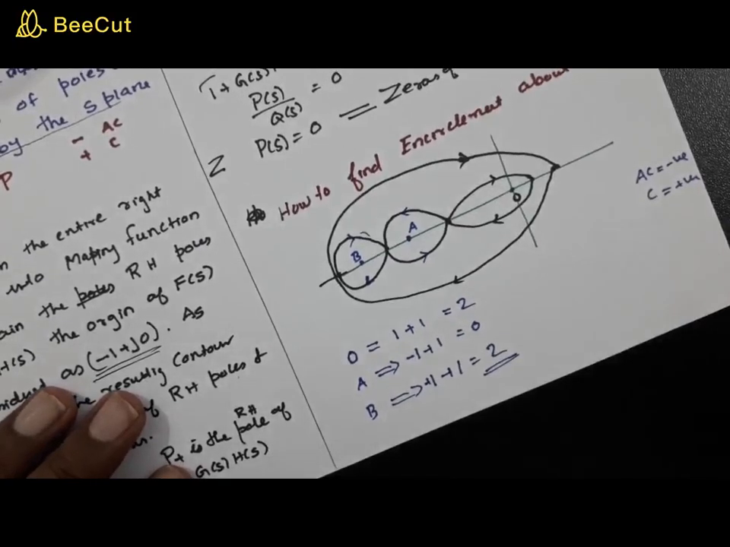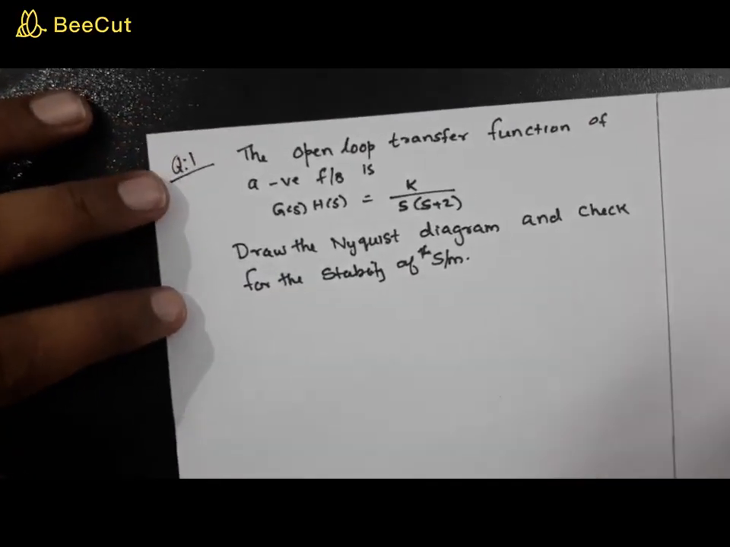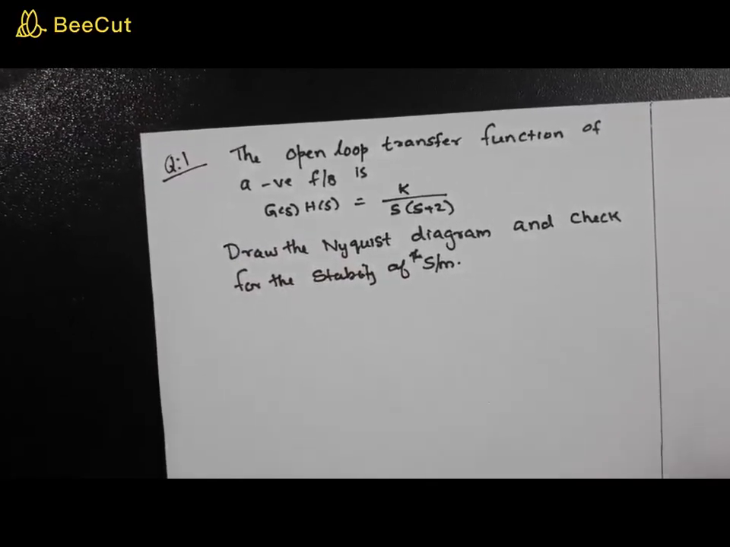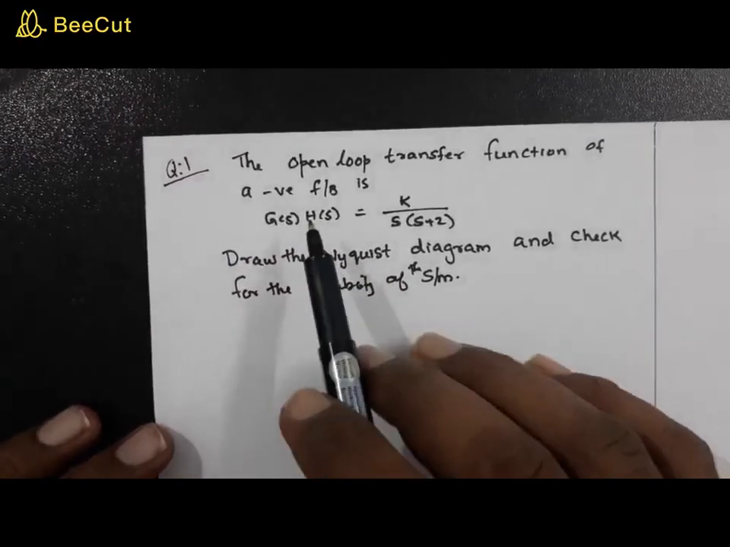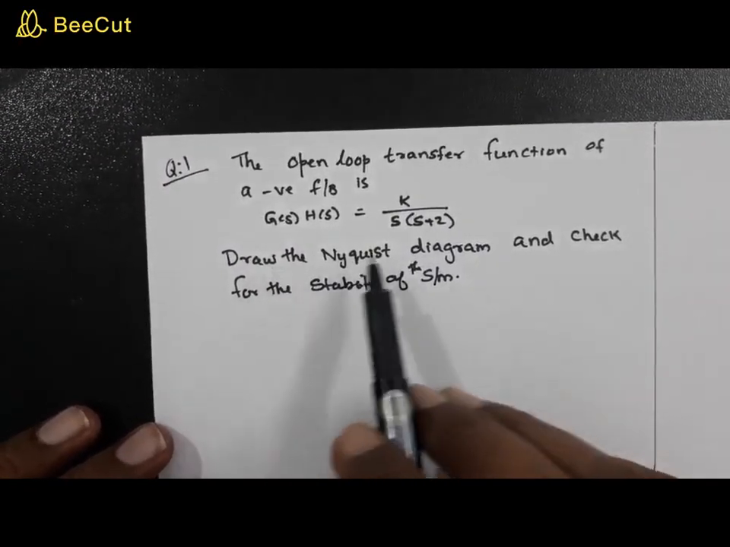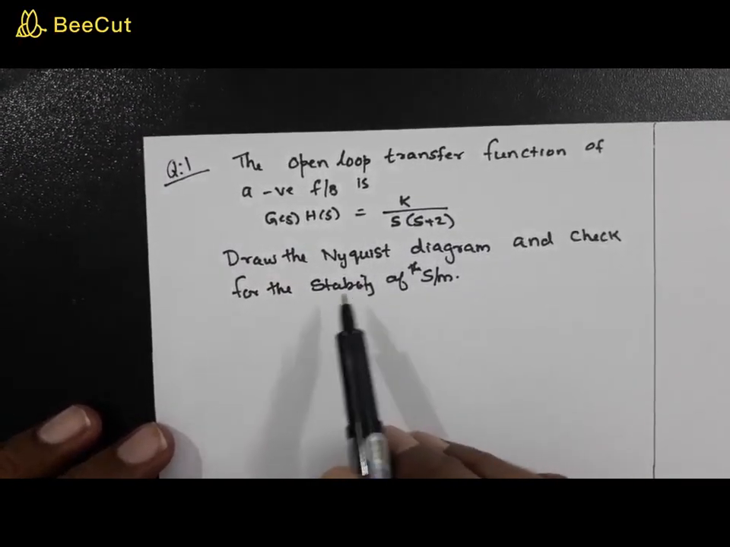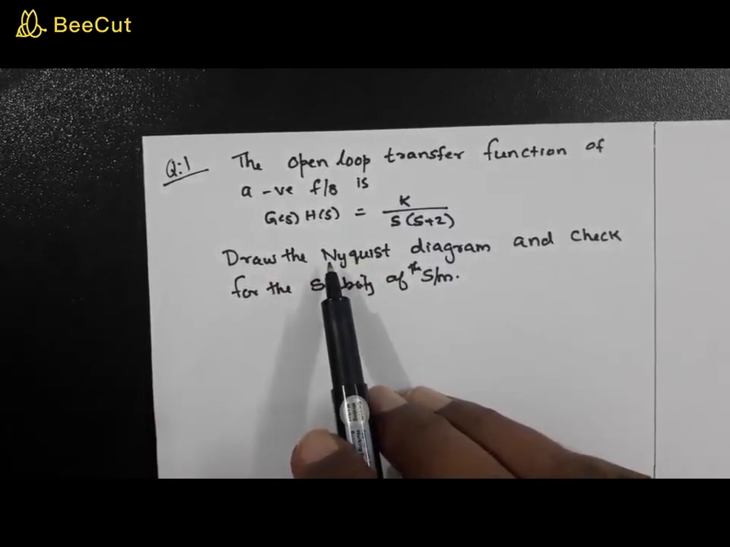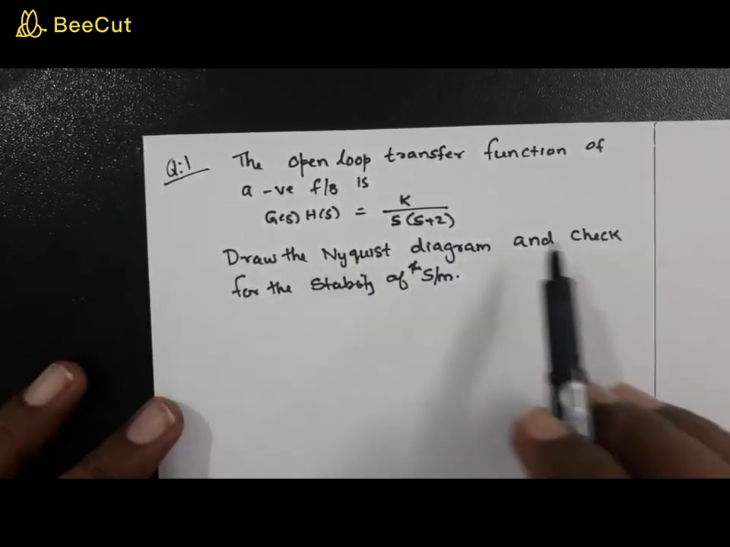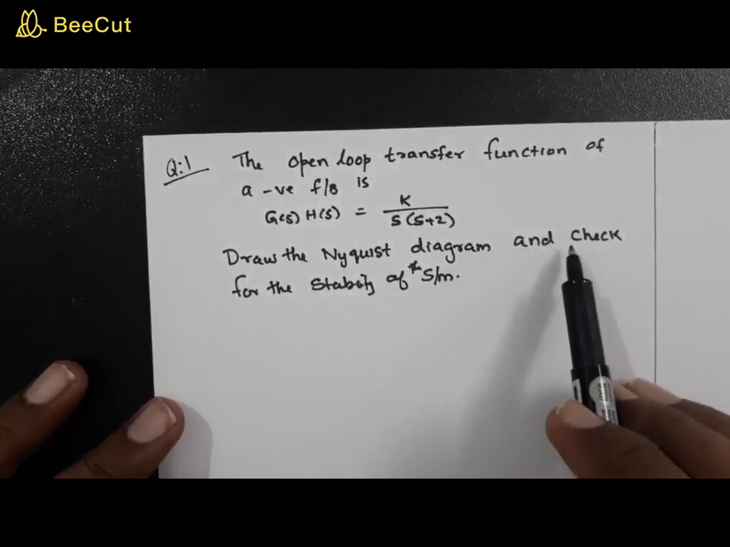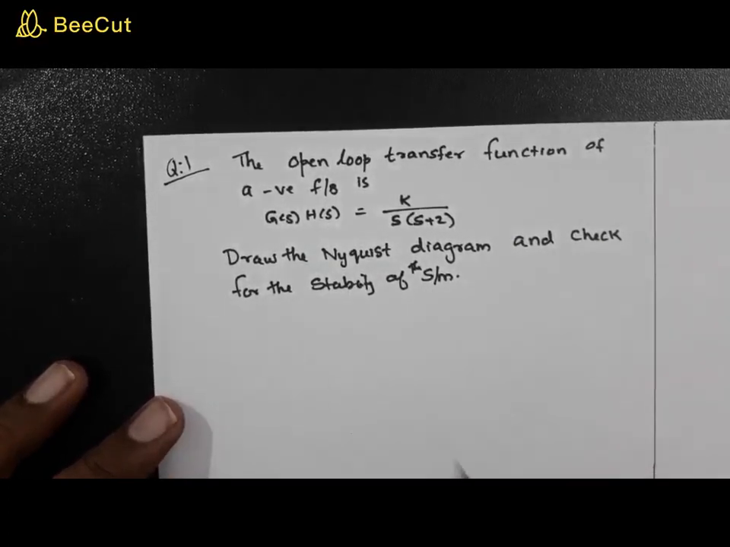Hope you understood. So here is a question for you. An open loop transfer function of a negative feedback system is given by G(S)H(S) is equal to K by S into (S plus 2). Draw the Nyquist diagram and check for the stability of the system. When you are asked to draw the Nyquist diagram itself, it is obvious that you ought to apply the Nyquist stability criterion, and that is how you need to check the stability of the system.